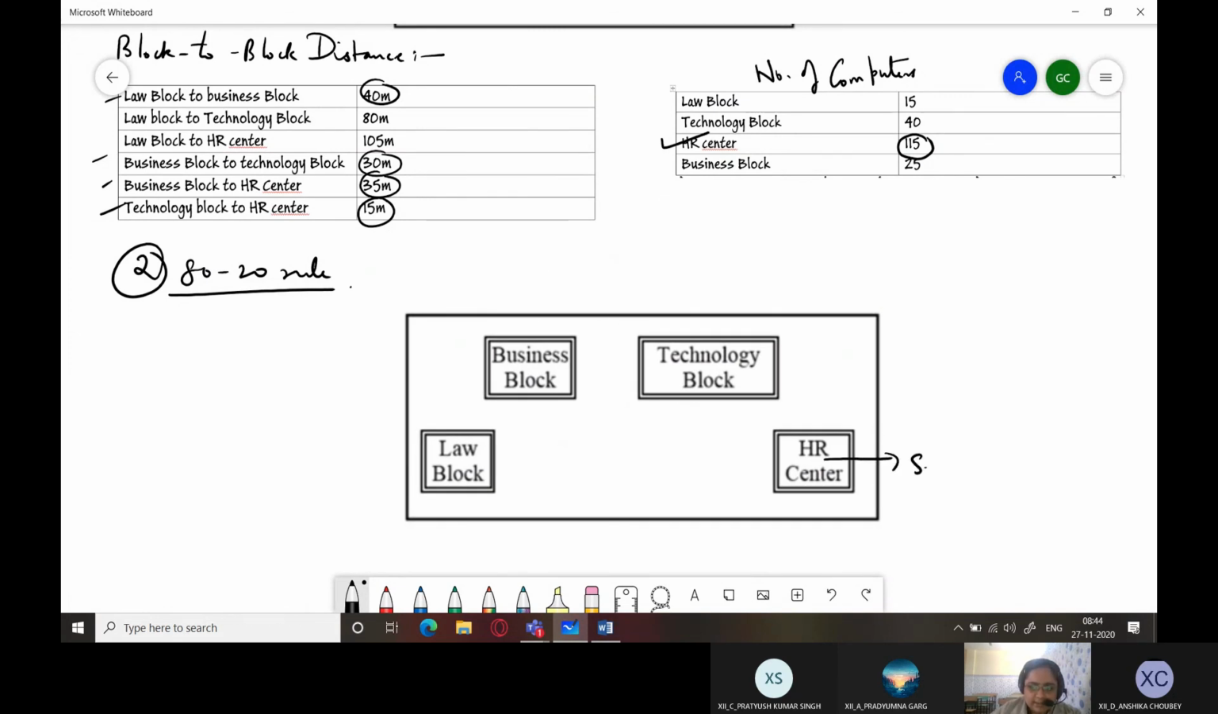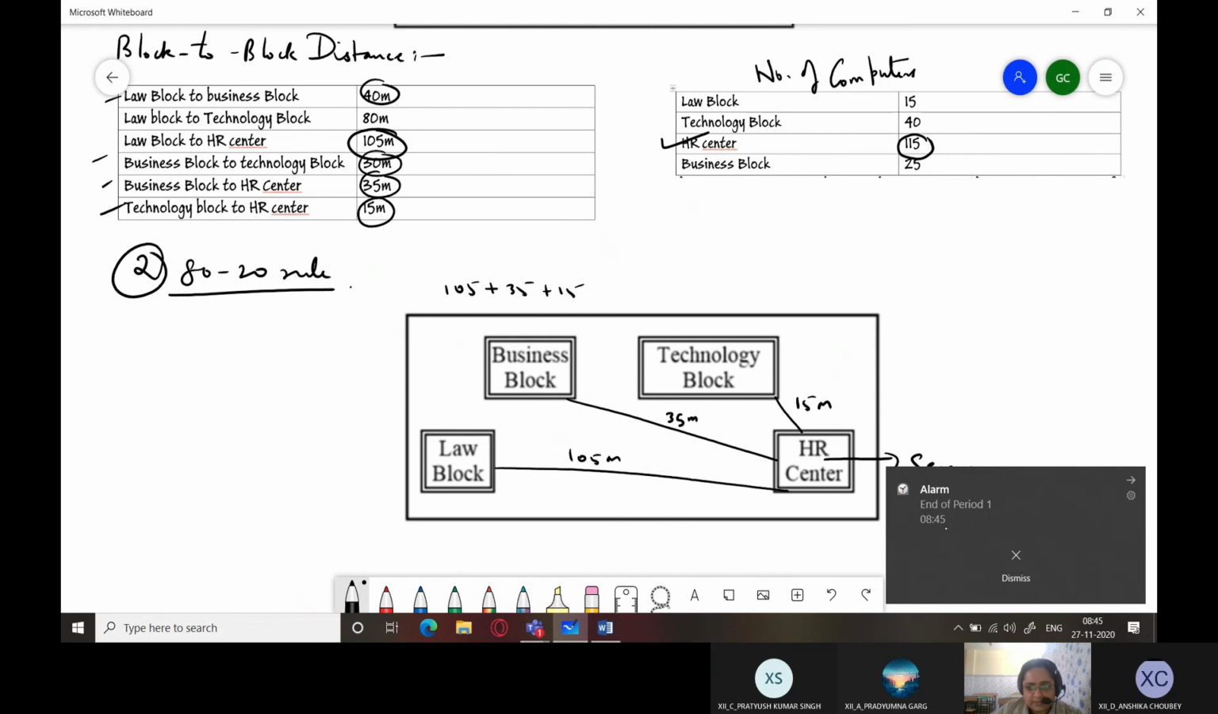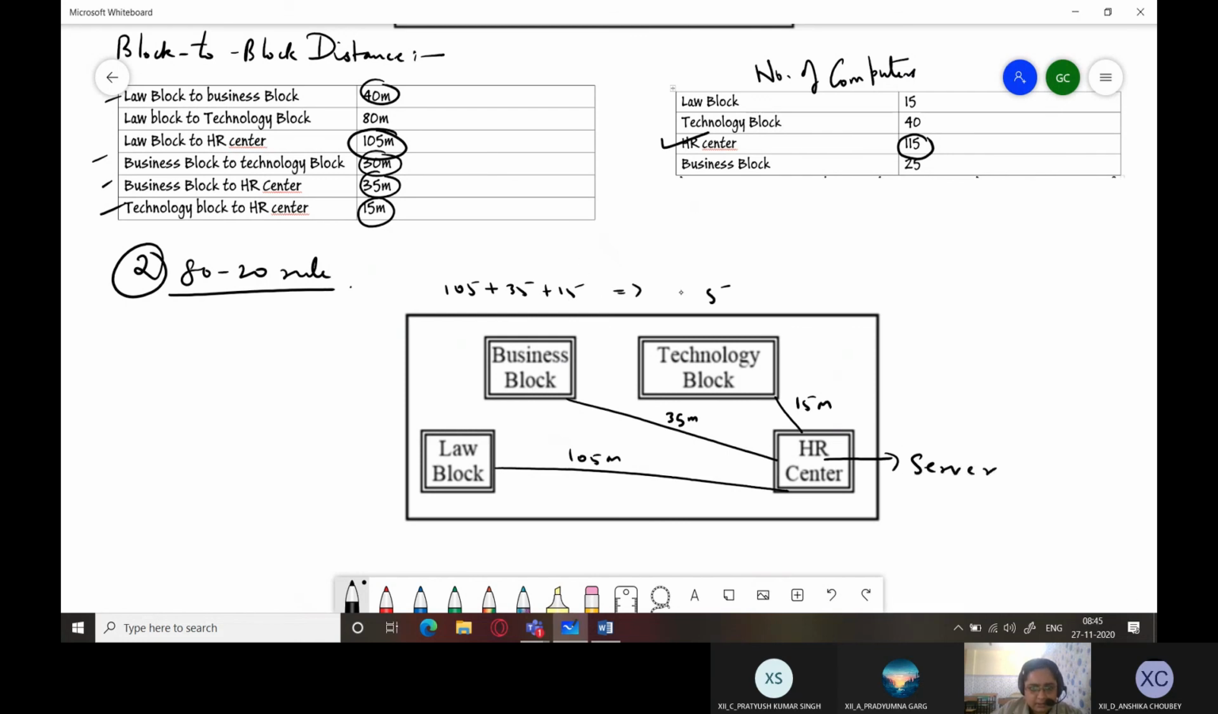This is the one which has the server, right? So blindly it should be this. That is HR center 15 meters, this one business to HR 35 meters, law block to HR center, that is 105 meters, which will be 105 plus 35 plus 15, which is 155 meters. This is quite large because here you will need one repeater. Right, so this is the one with the 80-20 rule.